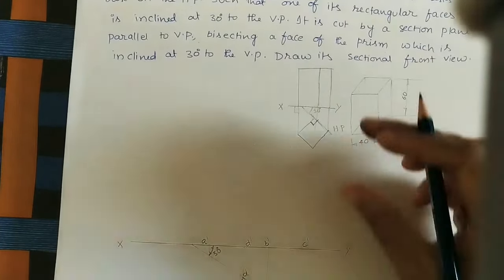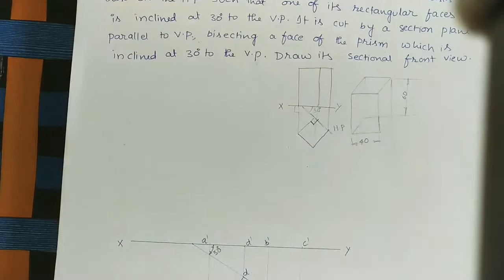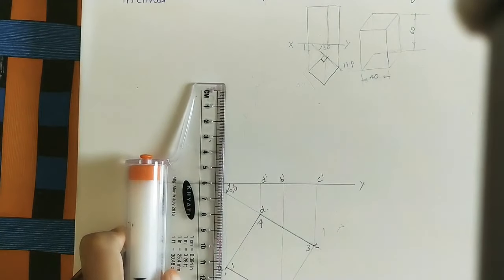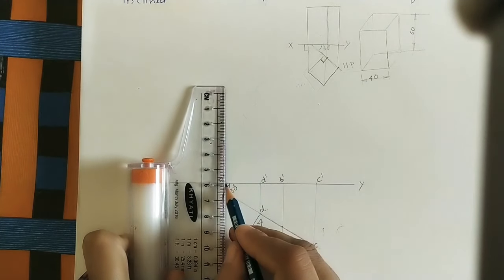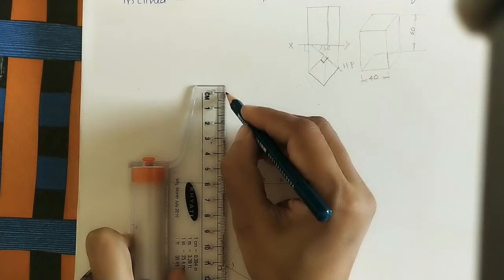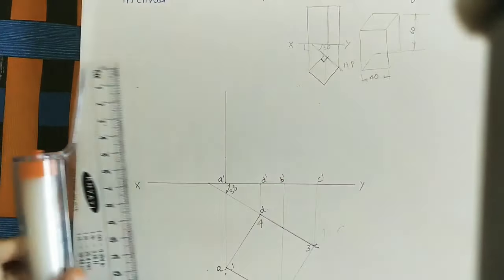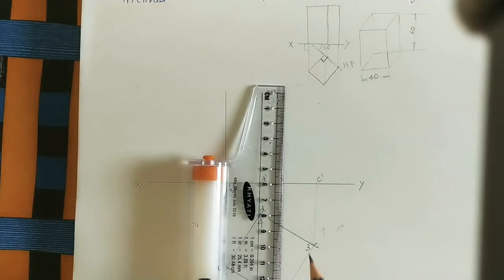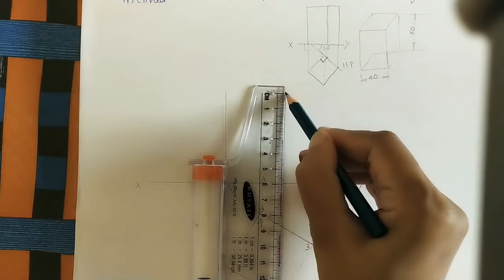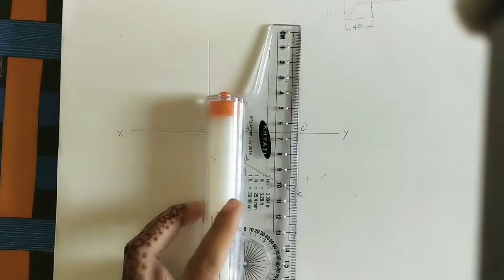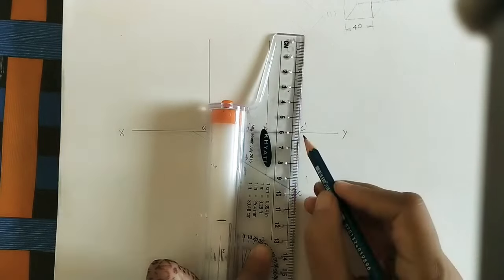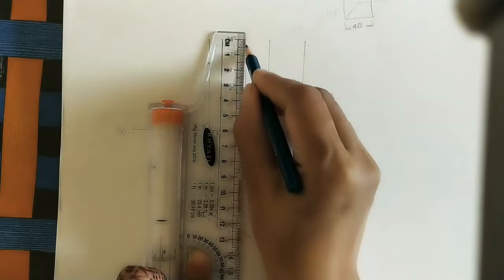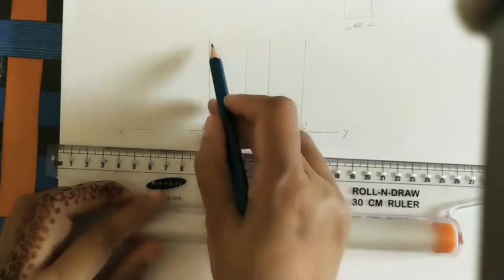After that we can see the entire height. What is the height of the prism? 60 mm. From all these points take 6 centimeter lines. So it is 6 centimeters. Mark the end point. Now from B dash 6 centimeters, and then from C also, and from D also 6 centimeters. Here join all these points.